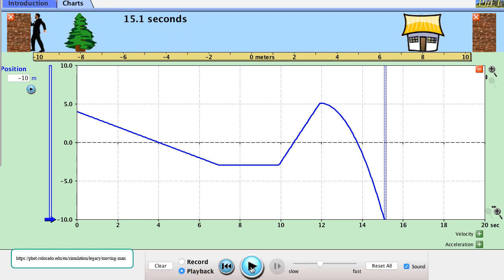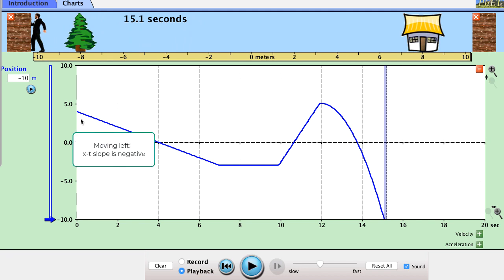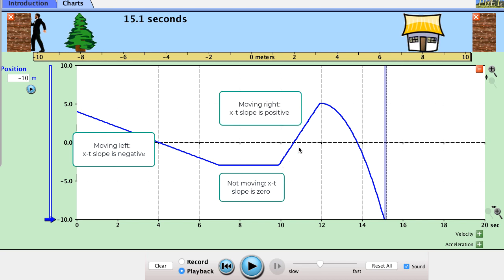So a few things to notice here. First of all, when he was moving to the left, the graph was sloping down with a negative slope. When he was staying put, it was horizontal. When he was moving to the right, it was sloping up with positive slope. When he had constant speed, the graph was a straight line here and here.